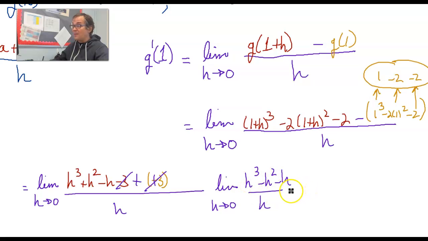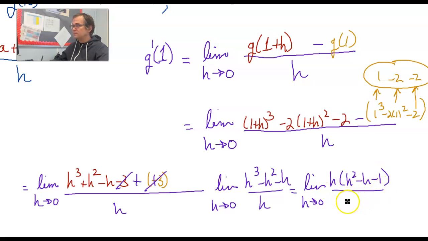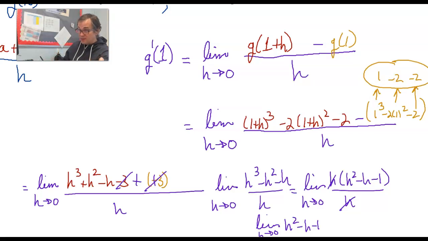In the numerator, there's a common factor of h. So I'll factor an h out of the numerator. And then these guys will cancel. And now we're at a place where we can actually go ahead and do the limit of h squared plus h minus 1. If you need help with how to do this limit, check out the next video.